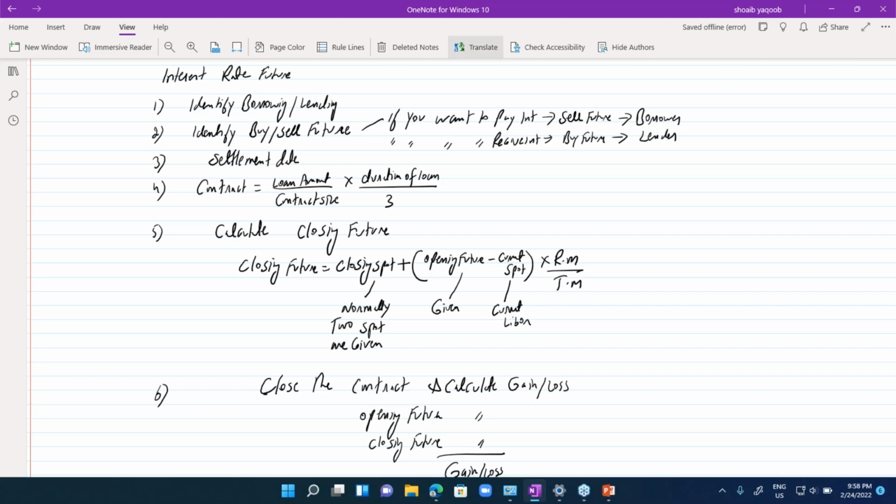Don't worry about that. These steps are very easy. Let's start the question. Let's solve the interest rate future first, then I will write the steps of option, and then we will solve the option part in that question.